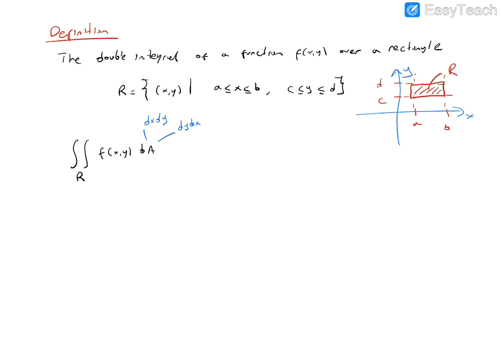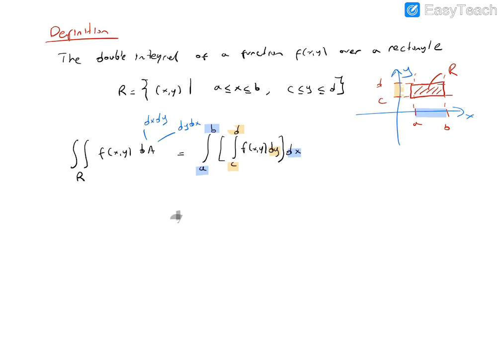So here we can say that this integral equals the integral from a to b. A and b are the range of x, so we integrate dx at the end of the calculation. So first we integrate in terms of y from c to d, f of xy dy. Okay, so the order is important here actually. So y changes from c to d, so this is dy. Okay, and x changes from a to b, so this is dx.